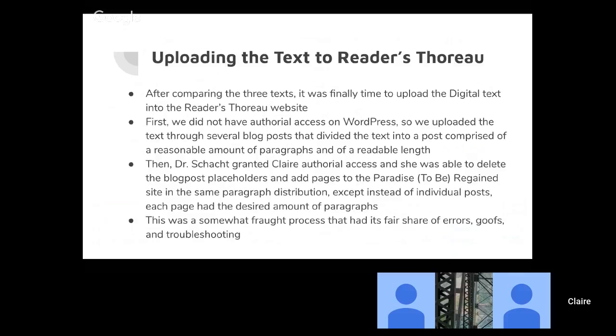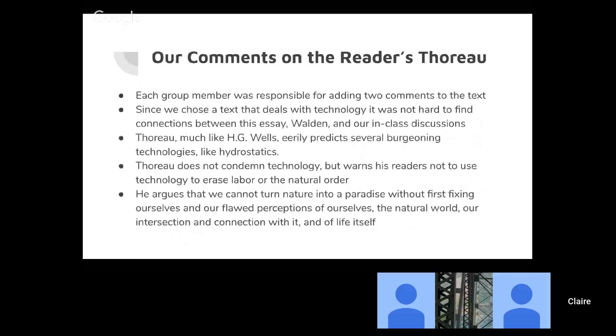When we did this, we looked back at Walden especially, and we saw how for each page it was around 12 to 15 paragraphs per page. So that's how we based how we set up Paradise to be Regained.